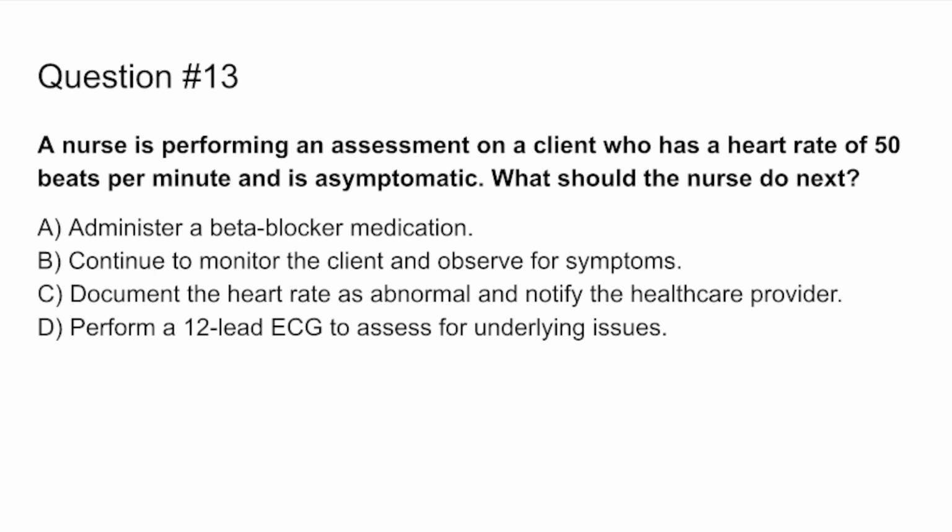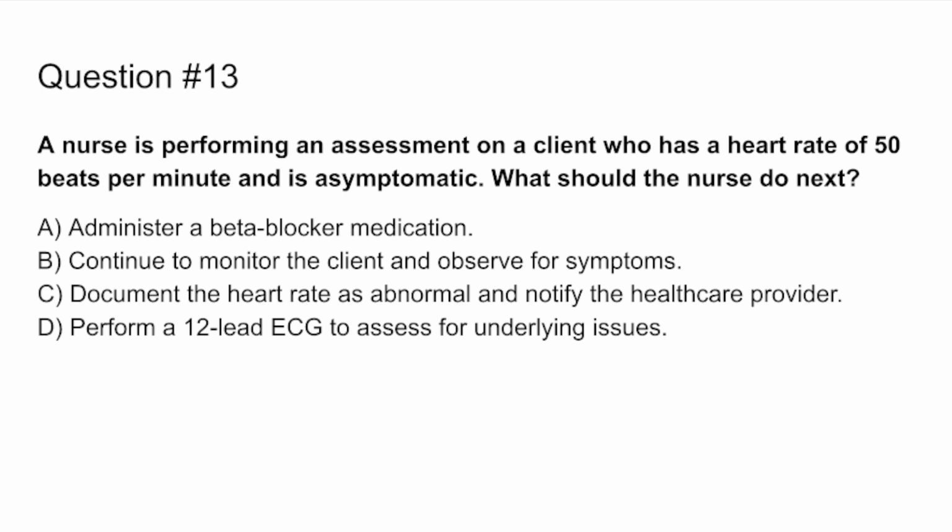Question 13. A nurse is performing an assessment on a client who has a heart rate of 50 beats per minute and is asymptomatic. What should the nurse do next? A. Administer a beta blocker medication. B. Continue to monitor the client and observe for symptoms. C. Document the heart rate as abnormal and notify the healthcare provider. Or D. Perform a 12-lead ECG to assess for underlying issues.